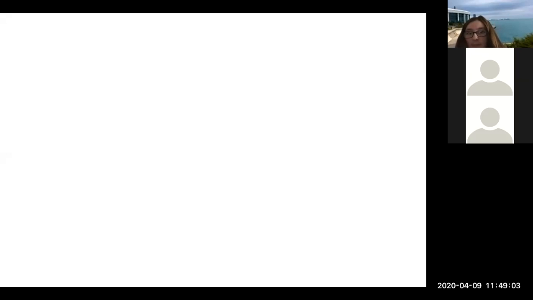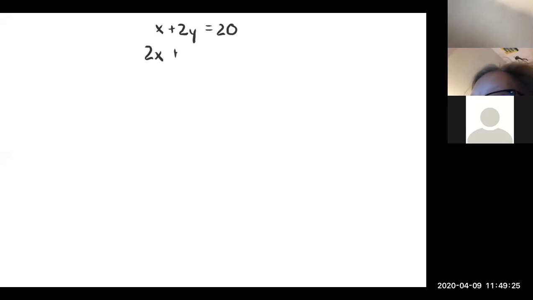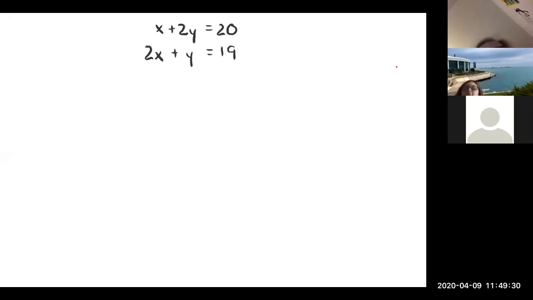Okay, so number 5. So now we're on the whiteboard instead, so all of you can write on the same time. I'm going to put the problem up at the top. Okay, so it's x plus 2y equals 20, and 2x plus y equals 19. Okay, so can I have a couple volunteers to try and solve this on the whiteboard?